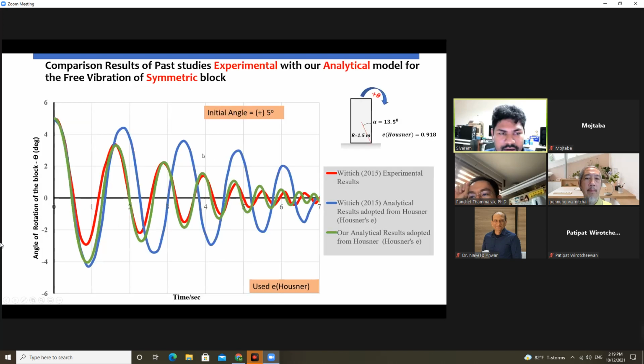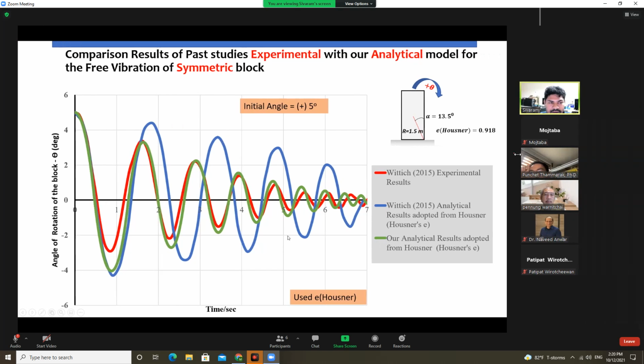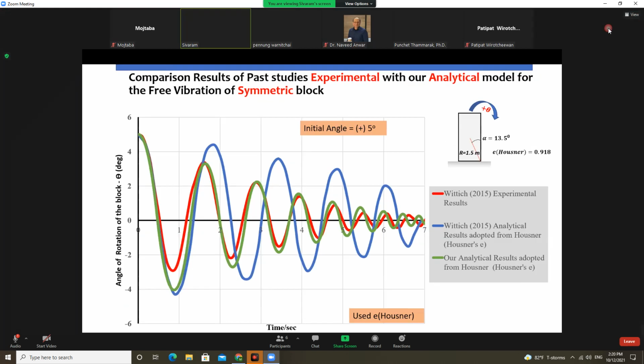Okay, next we compare our analytical model with past experimental results. The first red one shows the experimental results. Here some interesting things have been found. So the red one shows the experimental results of his paper. Then the blue one shows his analytical results. And analytical results predicted very well with his experimental results. Here we choose Housner for the symmetrical block.